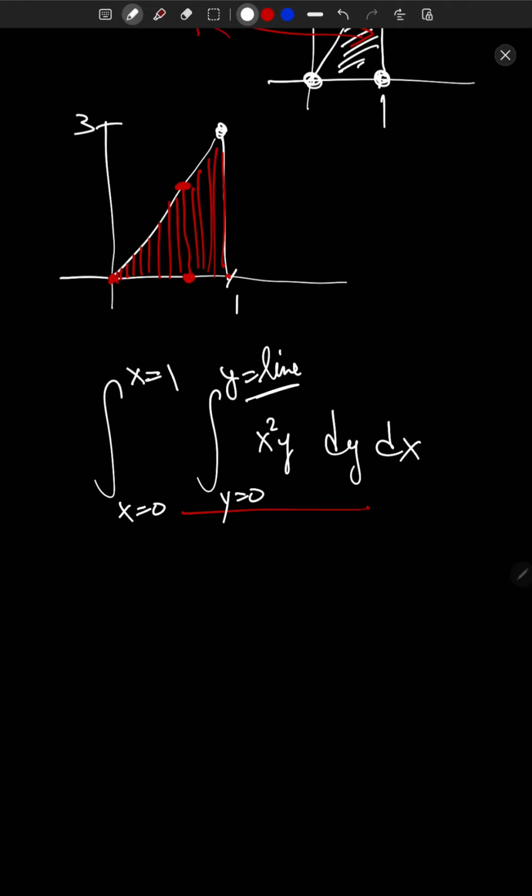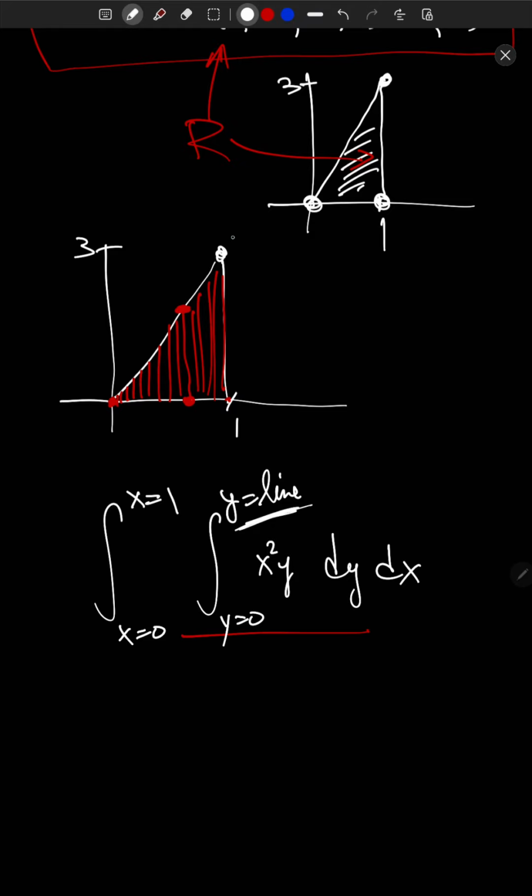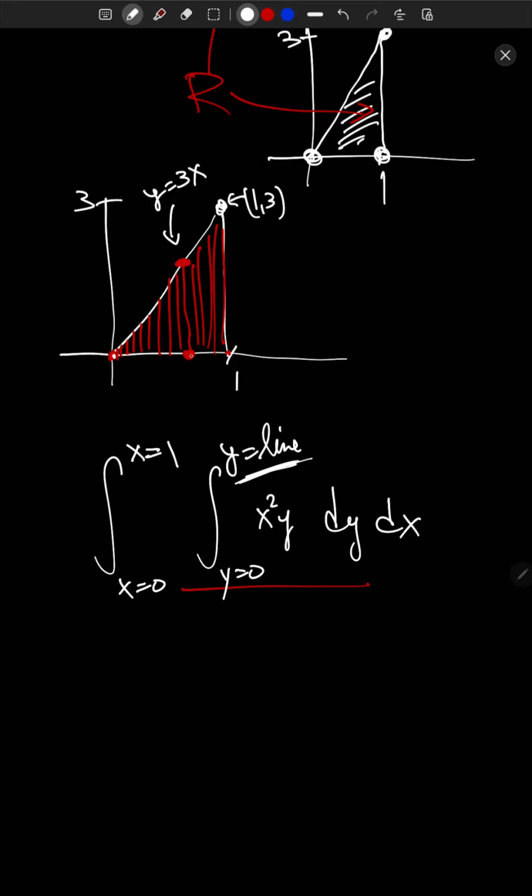All right, so the only thing we have to do now is figure out what y equals the line means. And for that, we need to write down an equation for the line. This point right there is at 1, 3. And that point right there is 0, 0. So this line is a line through the origin. It has slope 3. And so this line is actually y equals 3x. Okay, so that instantly tells us we want to go from y equals 0 to y equals 3x.